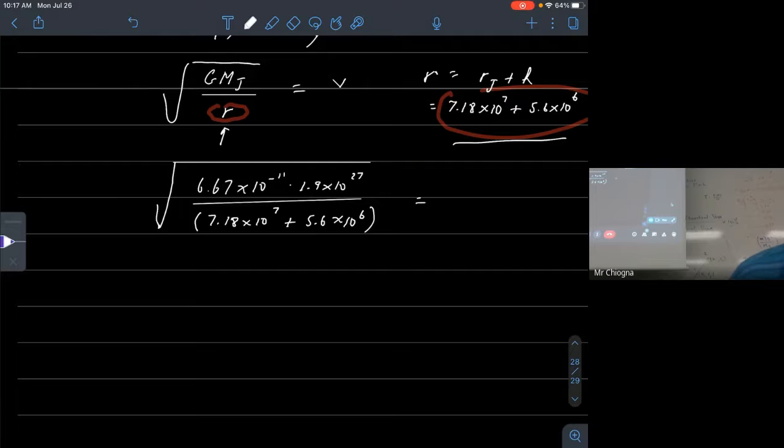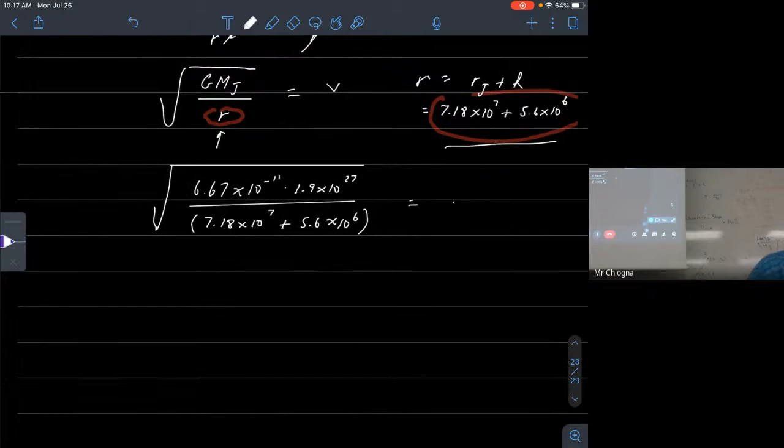Okay, so that works out to be 4.1 times 10 to the 4, about 41,000 meters per second. That's the speed it has to be moving at to stay in orbit, the speed it needs to maintain that orbit. If it slows down, it drops; this distance here will drop down. If it speeds up, then it moves up higher in altitude.